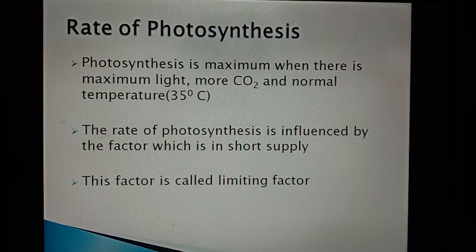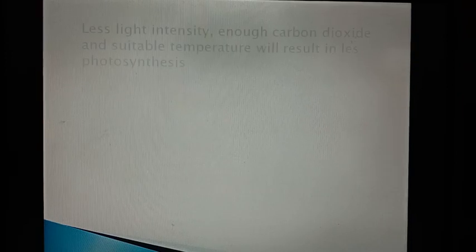Next is rate of photosynthesis. Photosynthesis is maximum when there is maximum light, more carbon dioxide, and a normal temperature, that is the optimum temperature of 35 degrees Celsius. The rate of photosynthesis is influenced by the factor which is in short supply. So that factor will become a limiting factor, and this factor which is in short supply is called the limiting factor.